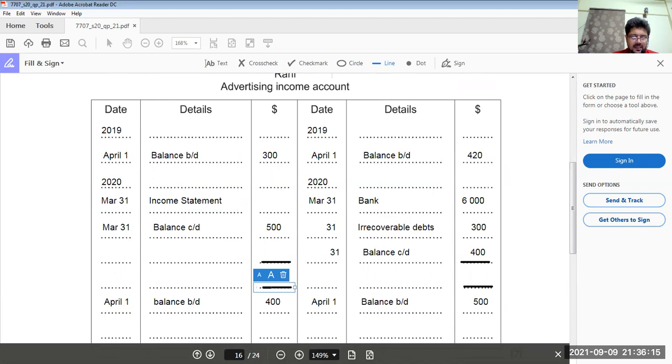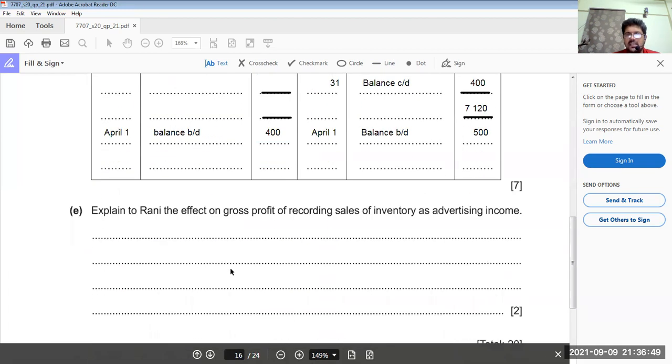Take the total of debit. This is 420 plus 6,000 plus 300 plus 400. The total is 7,120. Now deduct the two items on the debit side, 300 and 500. The total income for the year is $6,320. Done? And we have earned 7 marks.